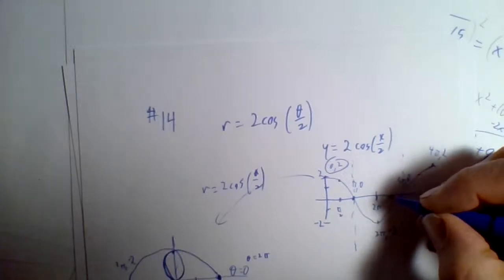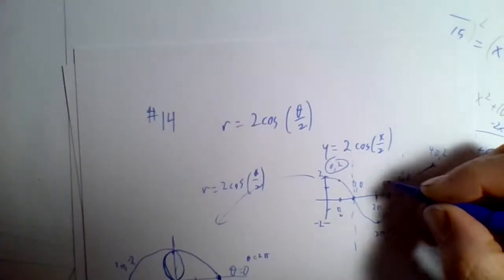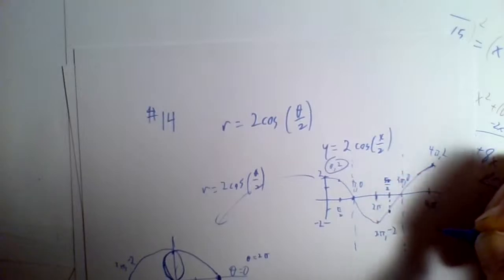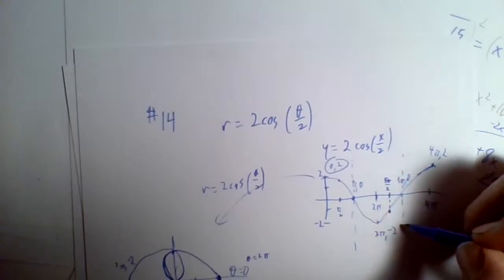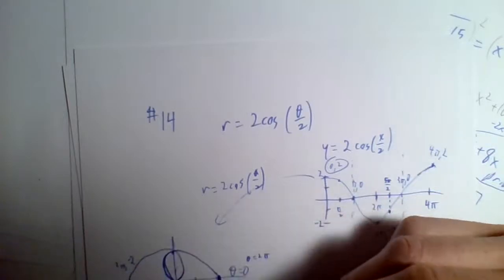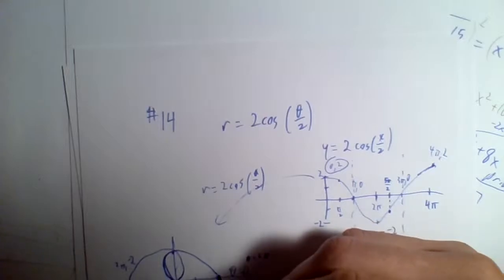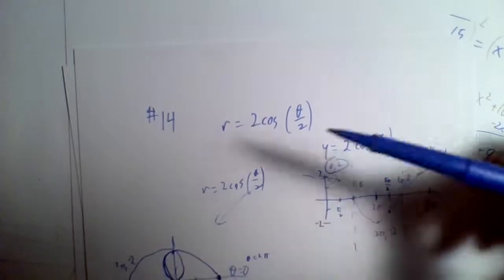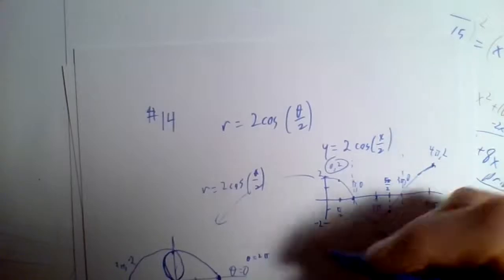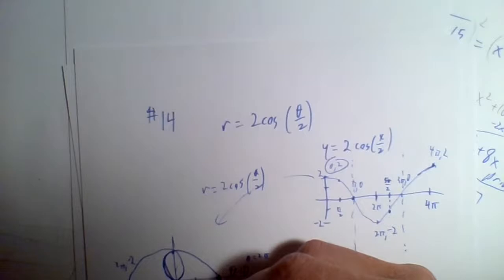Let me see, halfway between 2 pi and 3 pi. I got some negative value there. I don't need the exact value of it, but that would be at 5 pi over 2. Negative value would be down here somewhere. So that's working its way down back to 0. And then from 0 back out to +2 at 4 pi, which is back out here again.